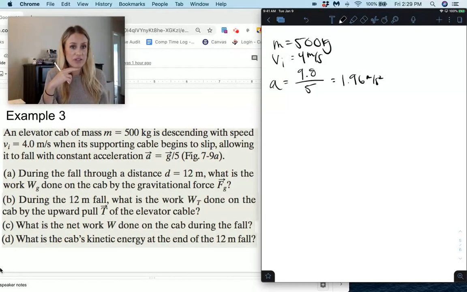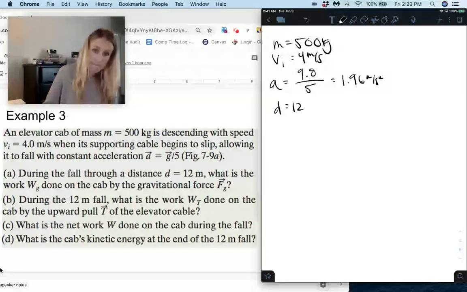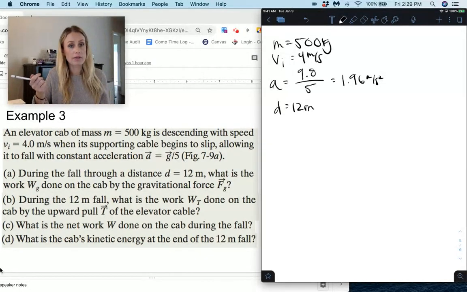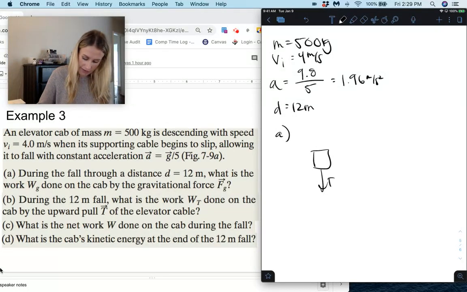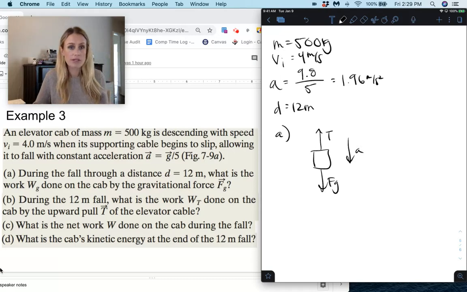So A, it says during the fall through a distance d of 12 meters, what is the work done, W sub g, on the cab by the gravitational force F sub g? So if we draw a free body diagram, we have the force of gravity down, and then it's an elevator, so we'll call that the tension force upward.